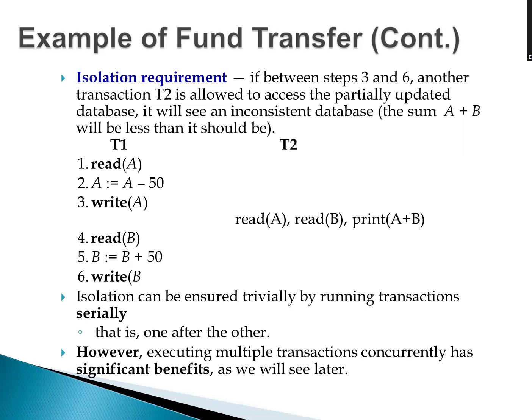Consider this example, T1 and T2. If a transaction T2 reads the accounts between steps 3 and 6 of our transfer transaction, that is T1, it will see an inconsistent state where the money has been deducted from A but not yet added to B, leading to an incorrect sum of A plus B. For every pair of transactions Ti and Tj, it appears to Ti that either Tj finished execution before Ti started, or Tj started execution after Ti finished.